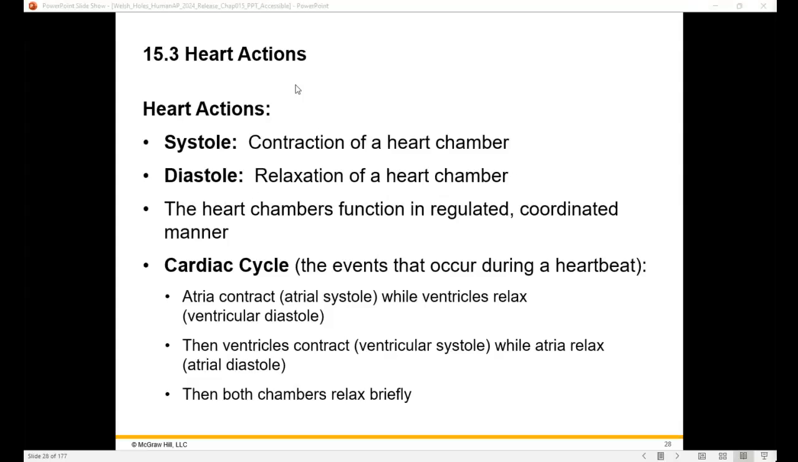Okay, the heart actions. So heart actions include systole and diastole. Systole is contraction of the heart chamber, whereas diastole is relaxation of the heart chamber. The heart chambers function in a regulated, coordinated manner. The cardiac cycle is the events that occur during the heartbeat. So first the atria contract, that's atrial systole, while the ventricles relax, that's ventricular diastole. Then the ventricles contract, the ventricular systole, while the atria relax, that's atrial diastole. And then both chambers will relax for a brief time.